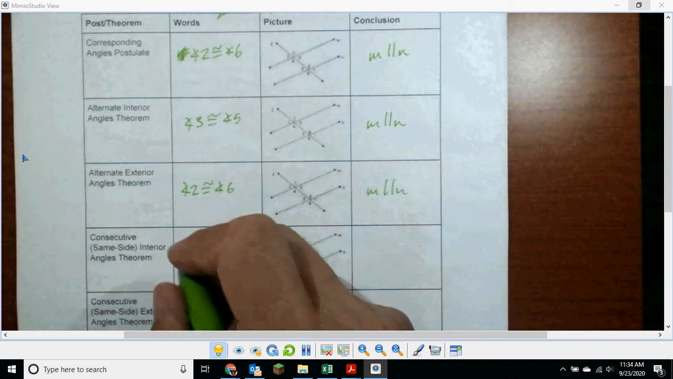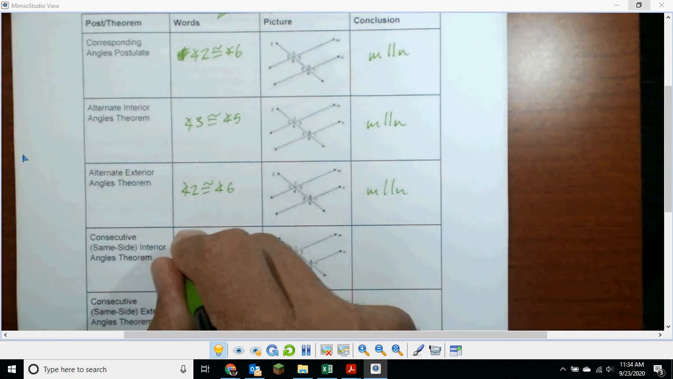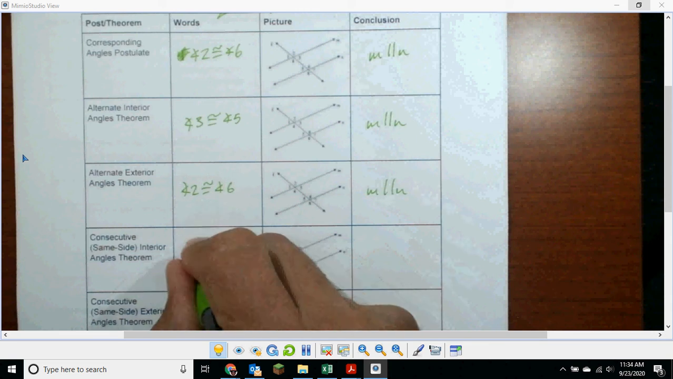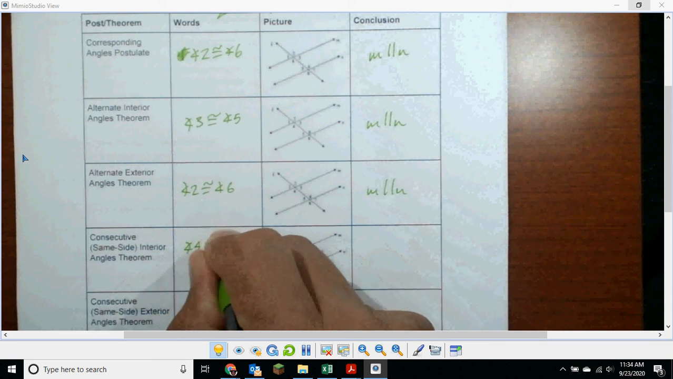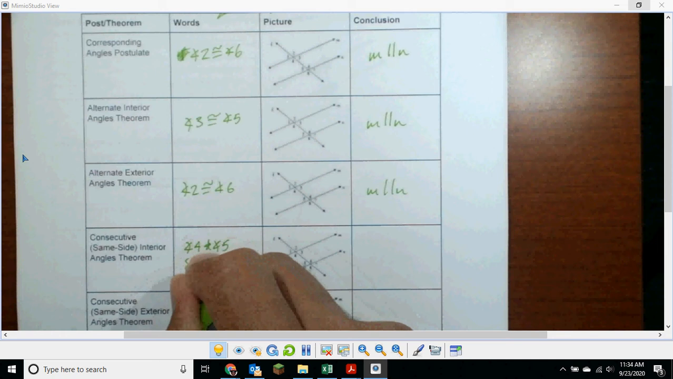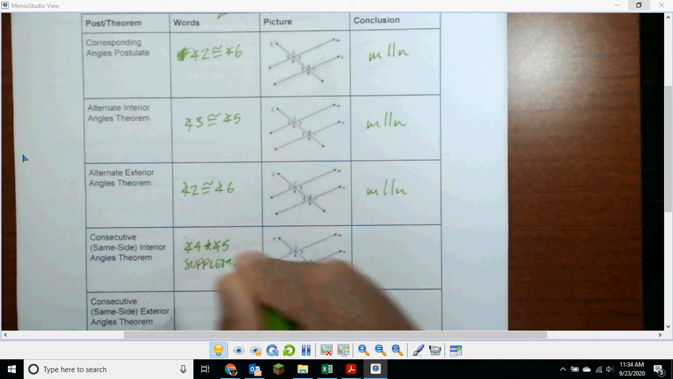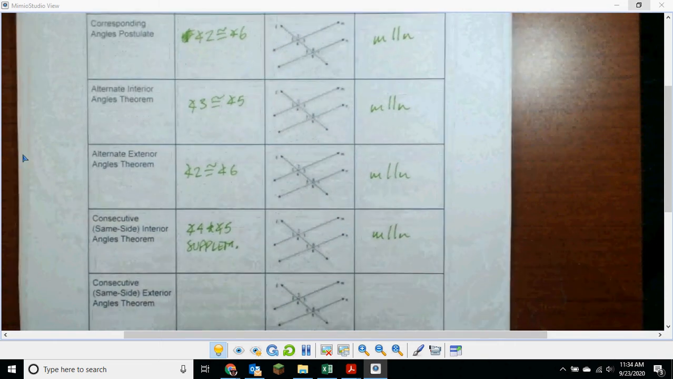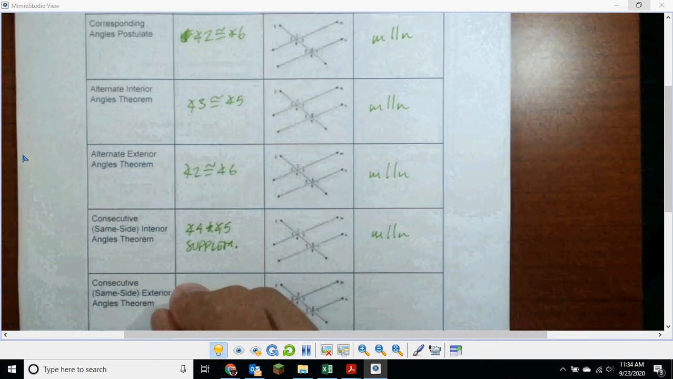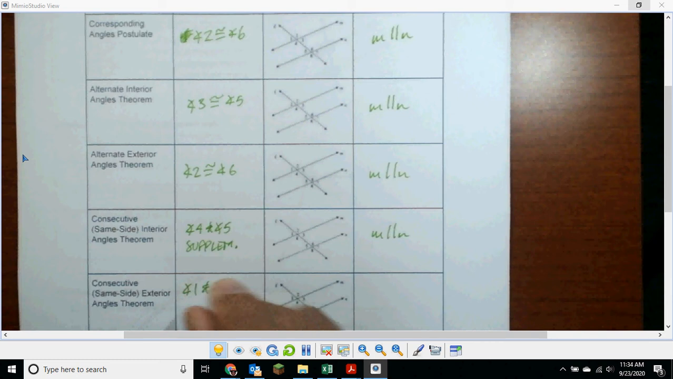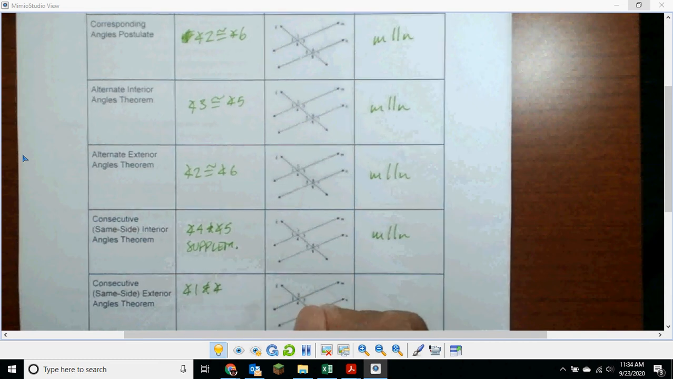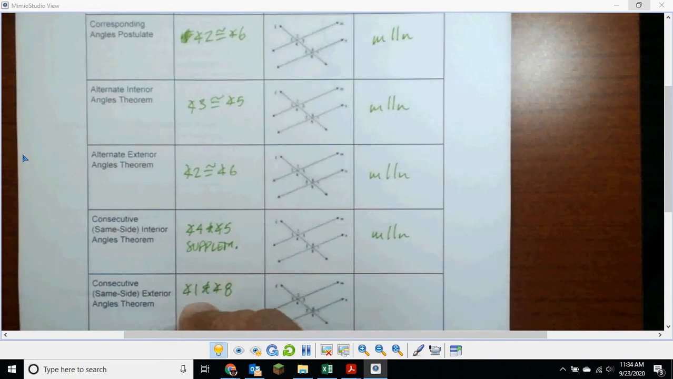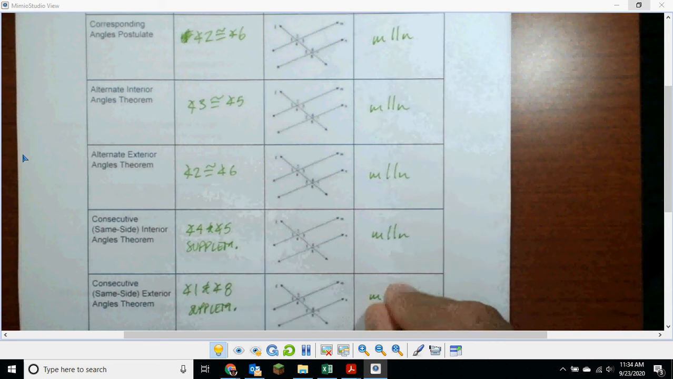Same side interior. So this is angle 4 and angle 5 are supplementary. That tells you that M is parallel to N. That's my conclusion. My same side exterior angles, so angle 1 and angle 8 are supplementary. That tells me that M is parallel to N.